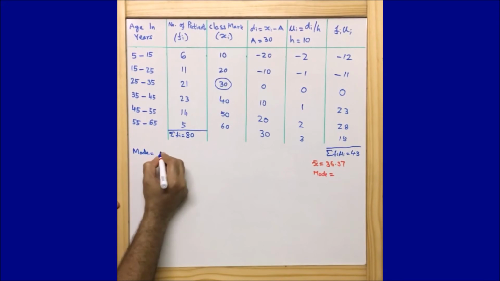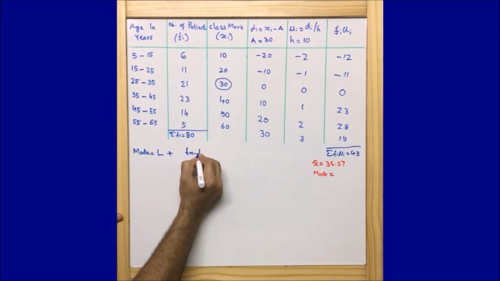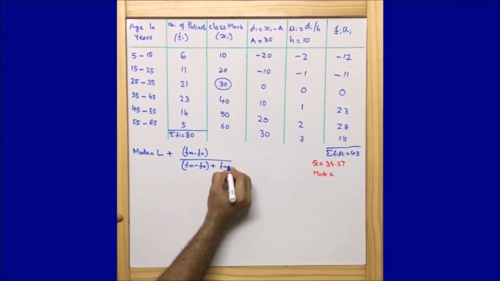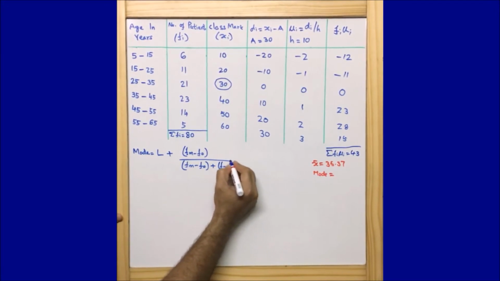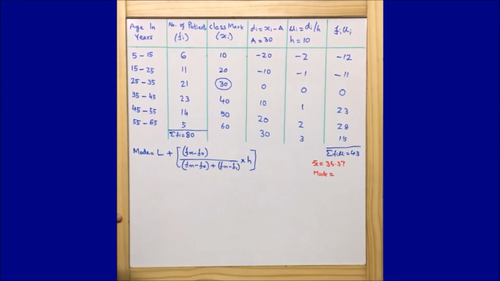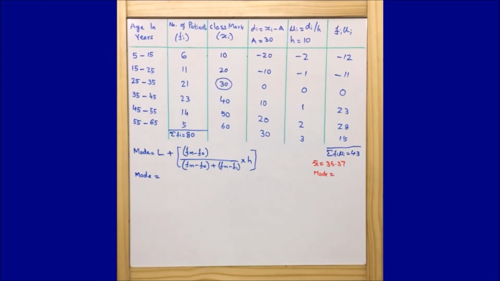So the formula for mode is equal to L plus (Fm minus F0) upon (Fm minus F0 plus Fm minus F1), into height. So this is the formula for mode. What is Fm here, what is F0 here, what is L here? First of all, let us see what is L here. Before finding the L, let us find out the modal frequency here.